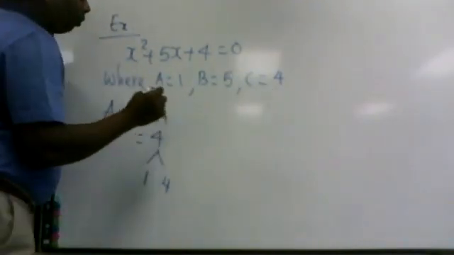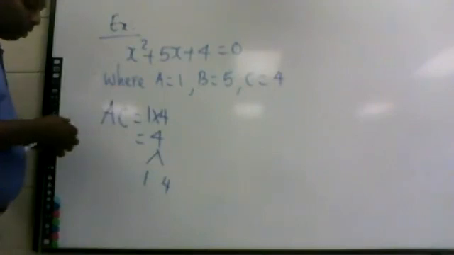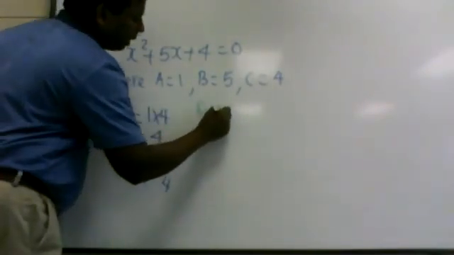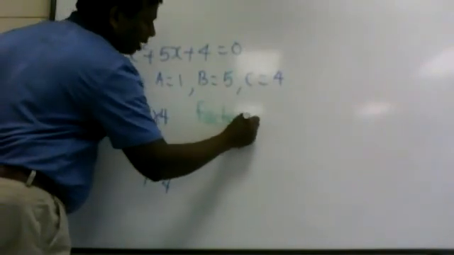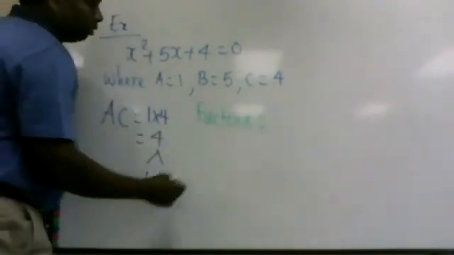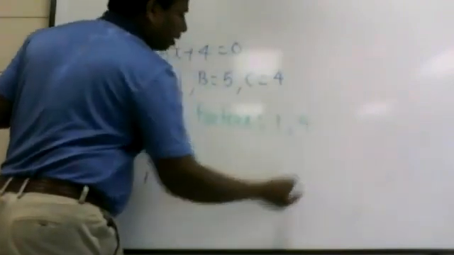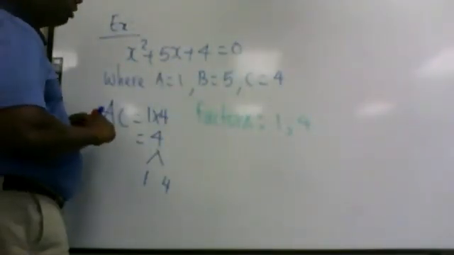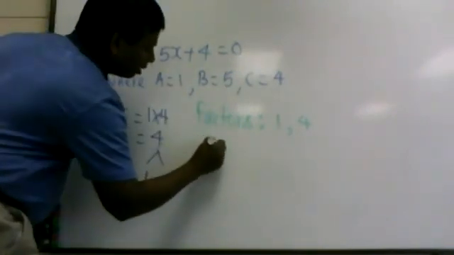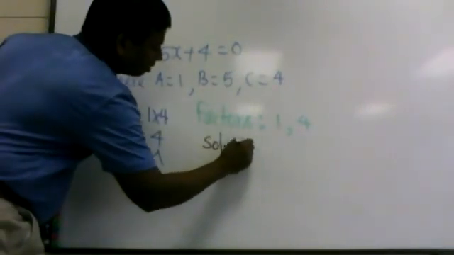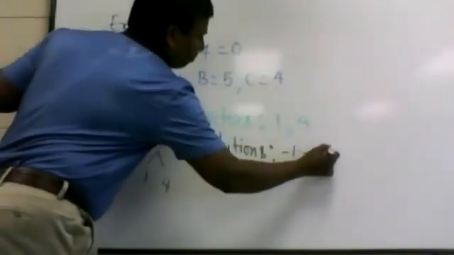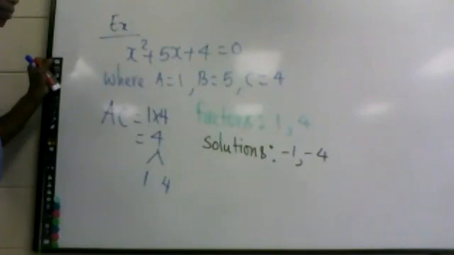So right now, what is my next step? Right before the answers, I should write the factors. The factors are as they are here. You have to write them as they are. Then I'm going to write my solutions. How do I approach the solutions? Write the same numbers with opposite signs. So negative 1 and negative 4, these are my solutions.